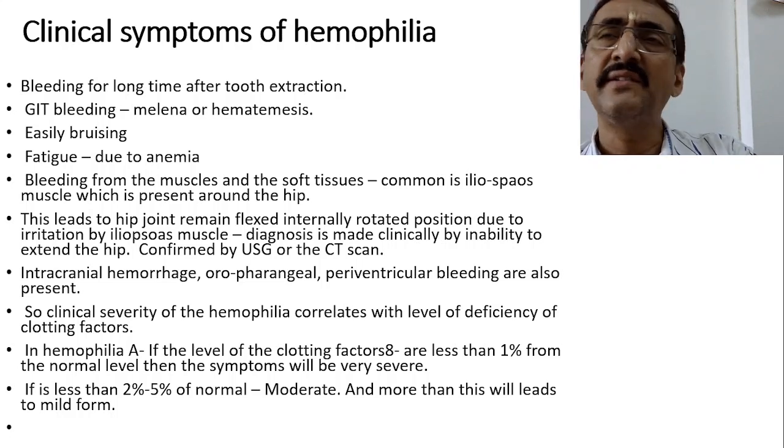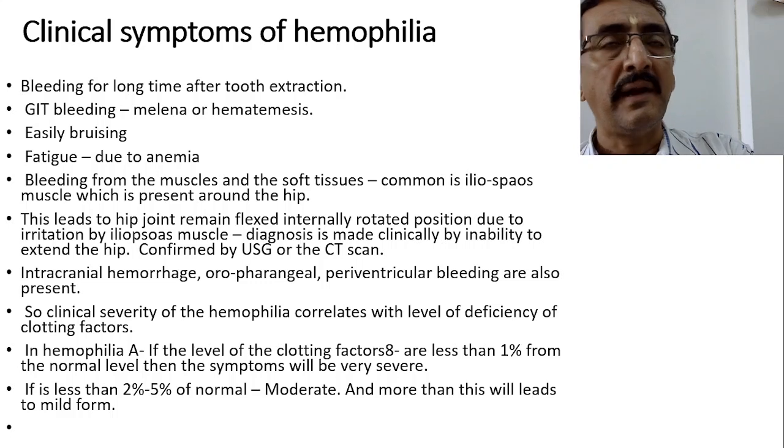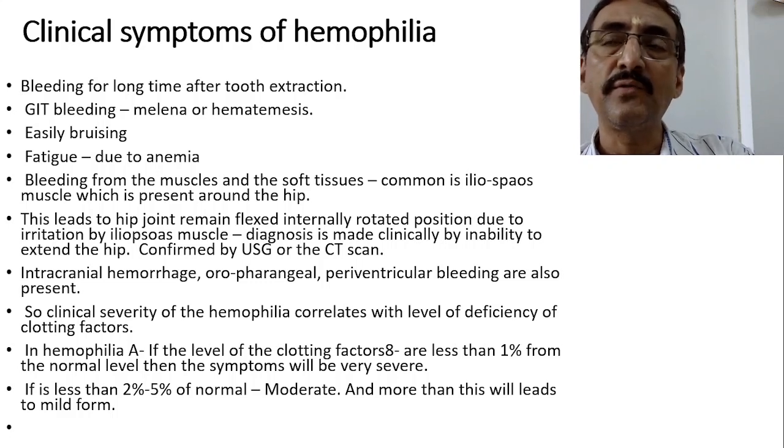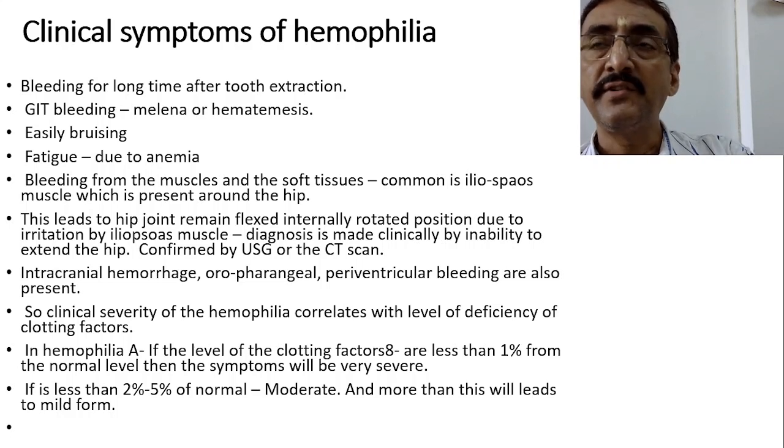Easy bruising is commonly seen. So if you touch, put some pressure, compression, there will be bruising. Okay, this is one more important thing. Fatigue may be there due to anemia. Because of the bleeding, there will be anemia. Bleeding into the open space, that means tissue spaces. So RBCs are coming out of the vessels, so that leads to anemia.